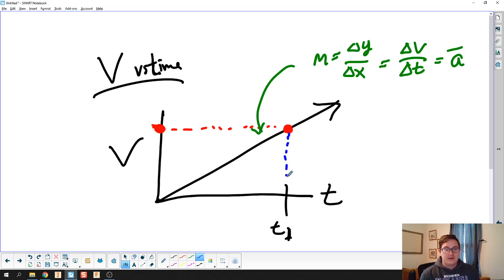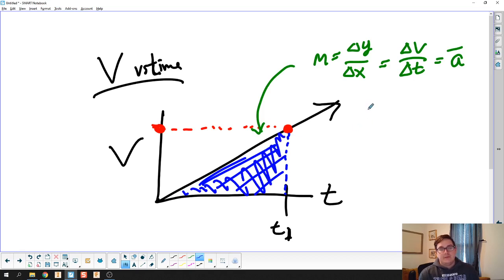What does the area under the line tell me? Well, let's just do that math. If I do the area of this line, which would be time times velocity, that would get me displacement. So if you look at the area underneath a velocity versus time graph, the area of that graph means displacement.